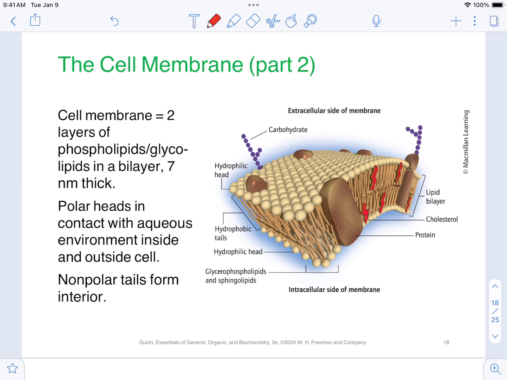Your cell membrane has two layers of phospholipids or glycolipids in something called a bilayer. Your polar heads are on the outside. They're in contact with the aqueous environment inside and outside the cell. So you can see here on the surface, you have your polar heads, and then your nonpolar tails are along the inside here together.